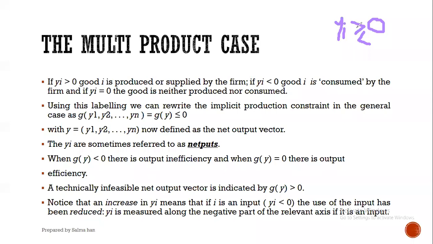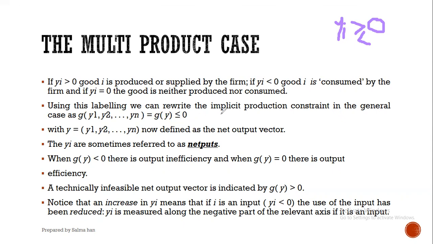Therefore, a value of yi greater than 0 states that yi is an output, and yi less than 0 states that it is an input. But if yi is equal to 0, the good is neither produced nor consumed. That is, it is neither the output of the firm nor the input of the firm. Now using this labeling, we can rewrite the implicit production function constraint in the general case as g(y1, y2, till yn) = g(y) is less than or equal to 0.